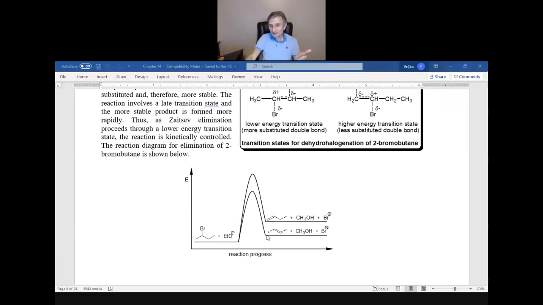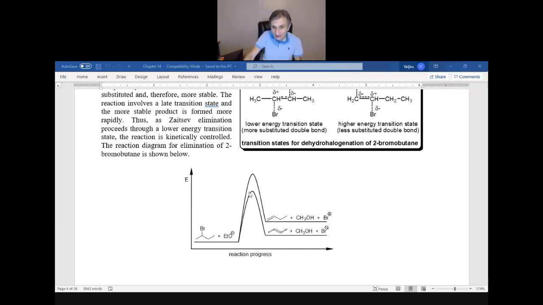That means that this product, what we would call Zaitsev product, is both thermodynamically favored because it forms faster, and it's also kinetically favored because it's more stable. Oh, sorry, it's kinetically stable. Kinetically, my cats are confusing me. I really don't want to get up and chase them away, lock them in a room, but I may have to.